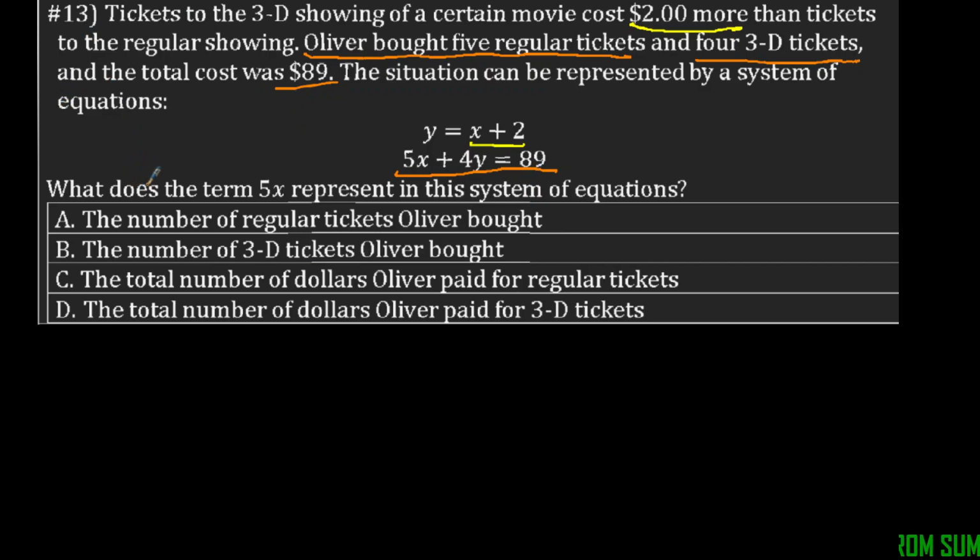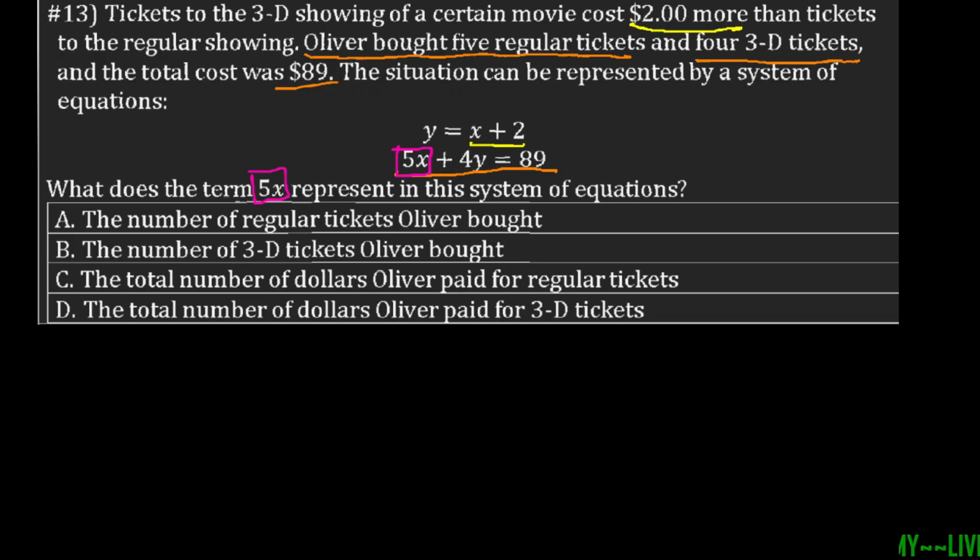Then it says, what does the term 5x represent in this situation? Talking about this value right here, which is in our second equation. So it has to be something in this second equation. So it says Oliver bought 5 regular tickets and 4 3D tickets, and the total cost was $89. So we're going to say that, well, it has to be something with the regular tickets.